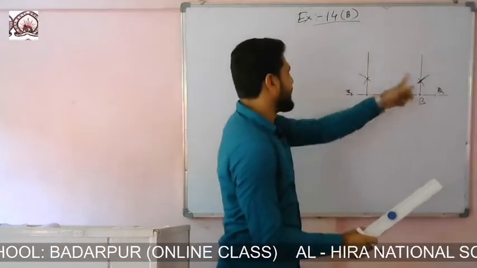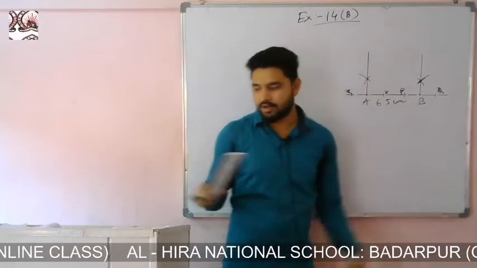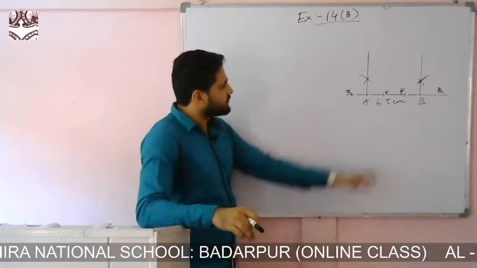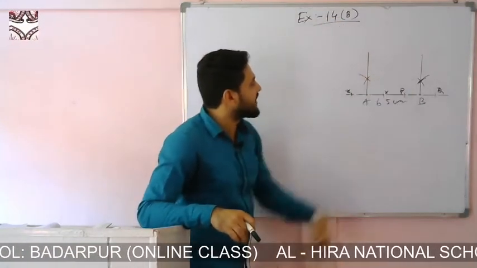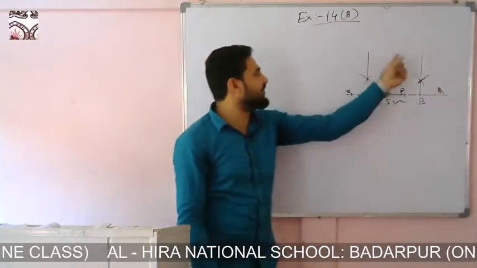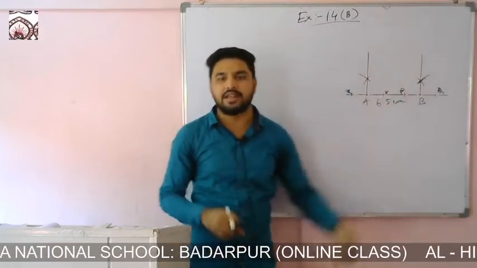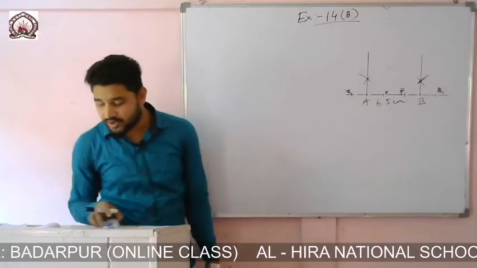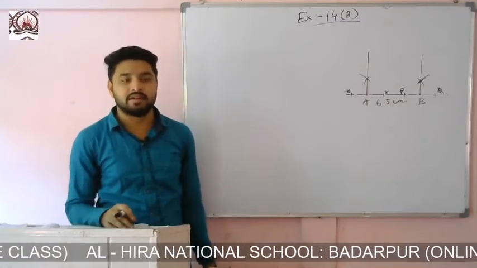You got two perpendicular lines, one at point A, one at point B. That means, from the figure you can see that these two lines never meet. If these two lines never meet, then we can say that these two lines are parallel lines. And in the question it is given that these two lines are parallel.